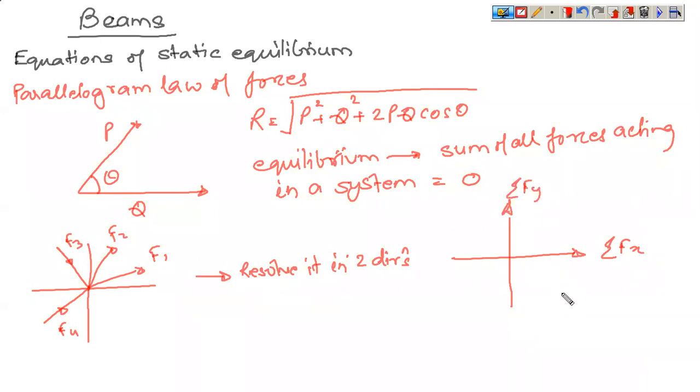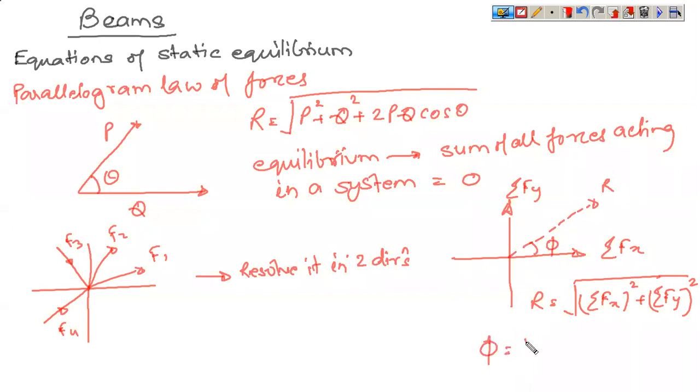So what happens? Resultant is given by under root sigma Fx whole square plus sigma Fy whole square. And the angle made by the resultant, let us say that this is your resultant R. Let us say phi is the angle made by the resultant with the horizontal. Then phi is given by tan inverse sigma Fy by sigma Fx. So this is something you all must be previously knowing. I'm not telling you anything new.